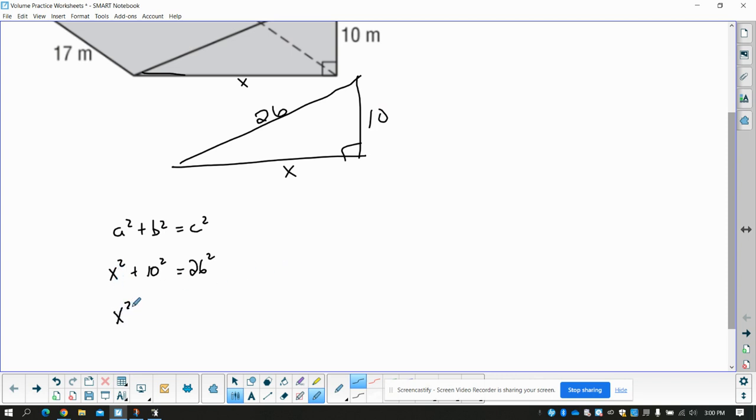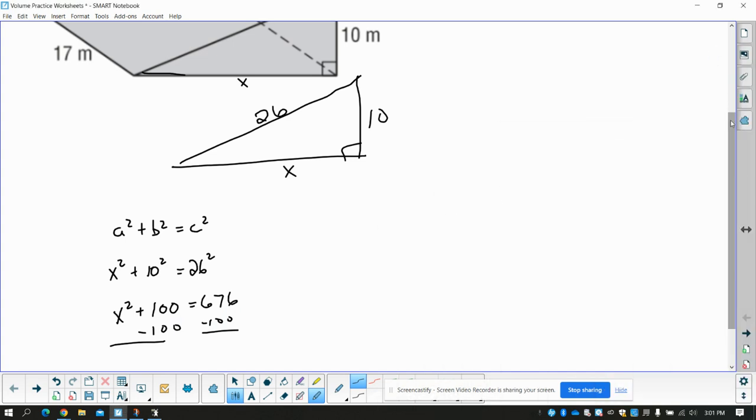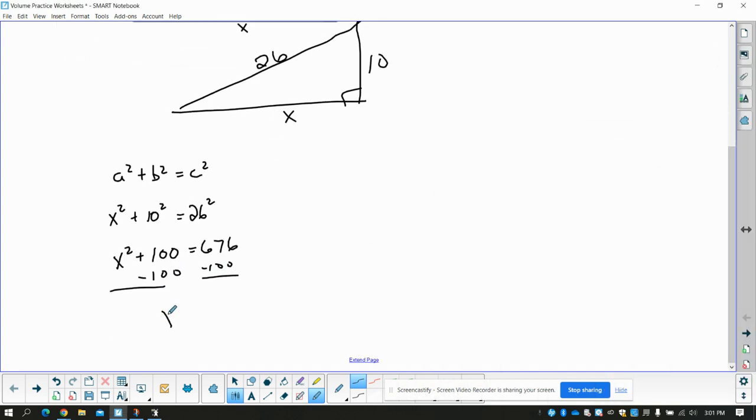X squared, we'll just leave that as X squared. 10 squared, this one I actually know, 10 times 10 is 100. 26 squared, let me grab my calculator here. 26, and I can use the squared key, hit enter. 676, leave that up there. And then we're going to subtract 100 from both sides. We're left with X squared on the left side, and 676 minus 100 is 576.